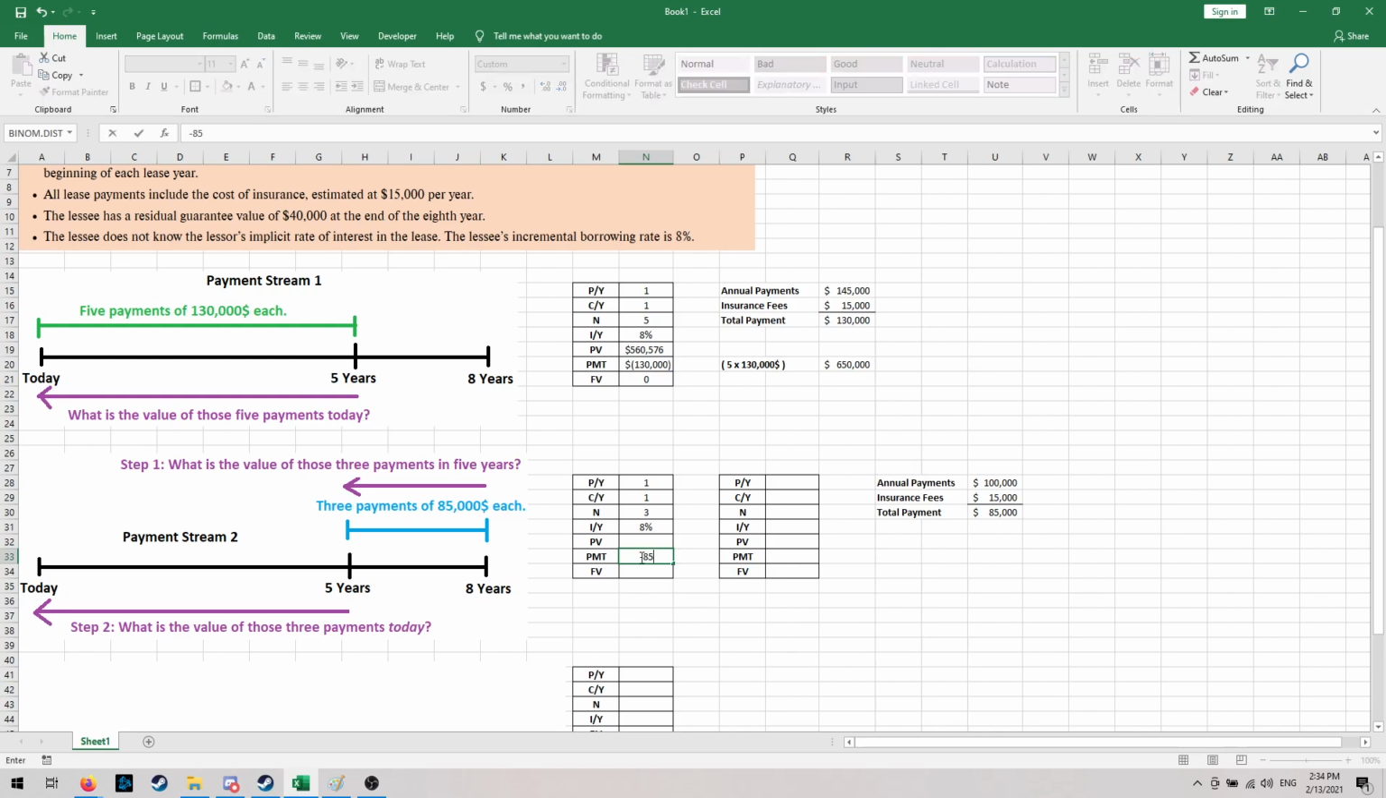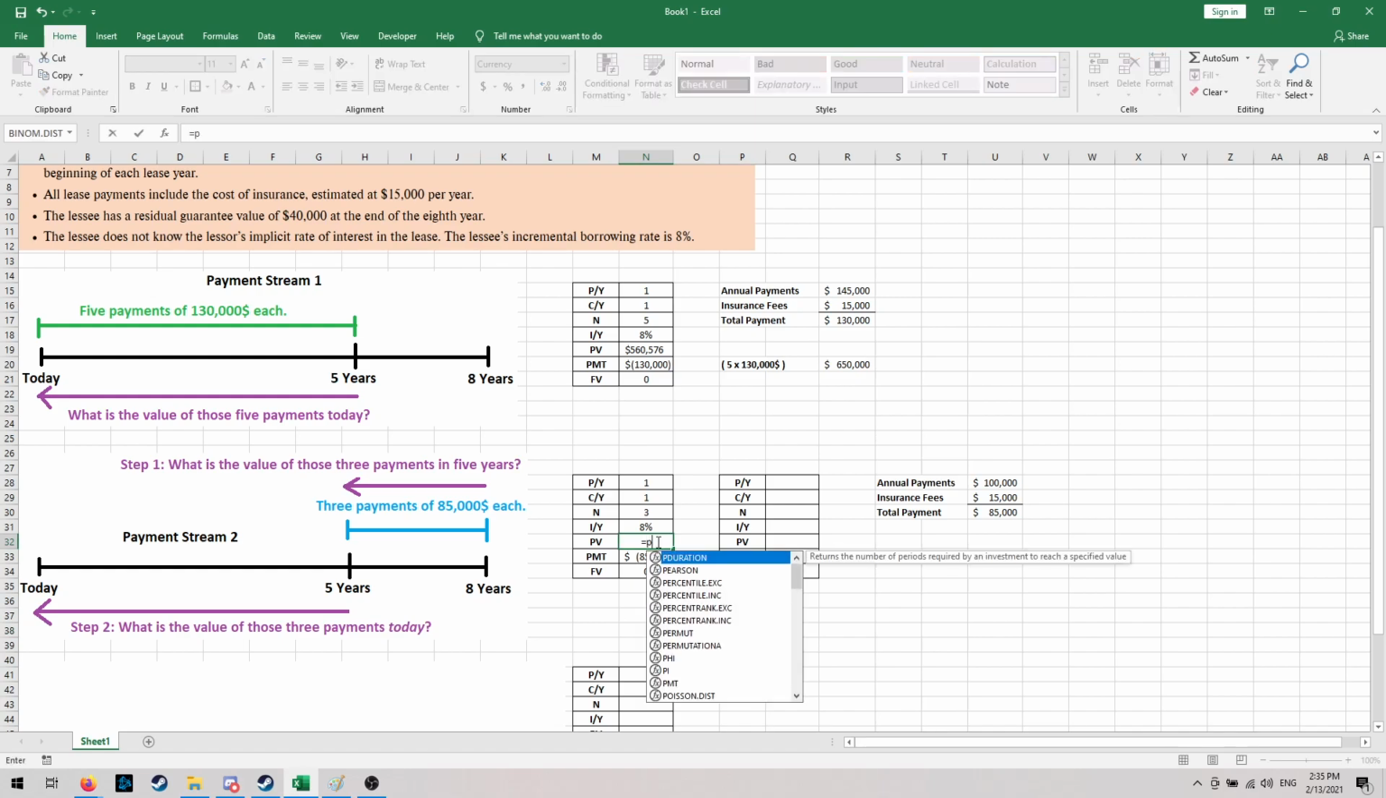The payment is $85,000. And again, remember, this money is coming out of our bank account, so we want to make sure that's a negative number. It won't actually change our final value. It'll just cause PV to be represented by a negative number, and we just want it to be nice and clean. Finally, our future value is 0. We will have paid off this entire lease.